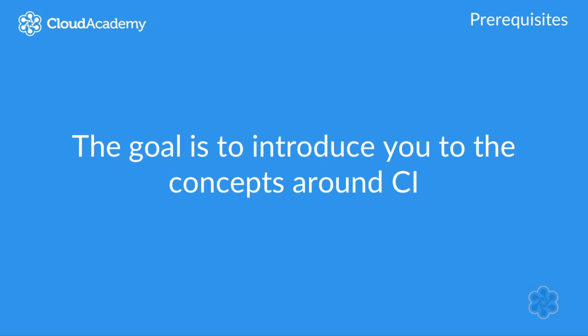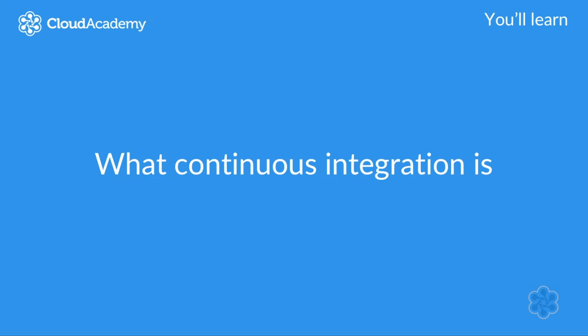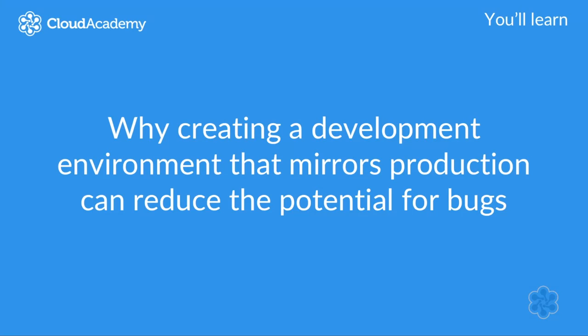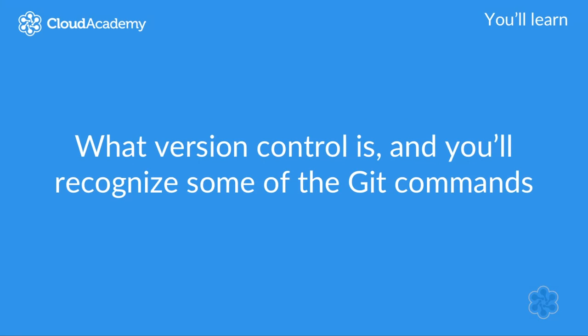My expectations of you are that by the end of this course, you'll know at least the following. First, you'll know what continuous integration is. Next, you'll know why creating a development environment that mirrors production can reduce the potential for bugs. You'll know what version control is, and you'll recognize some of the Git commands.